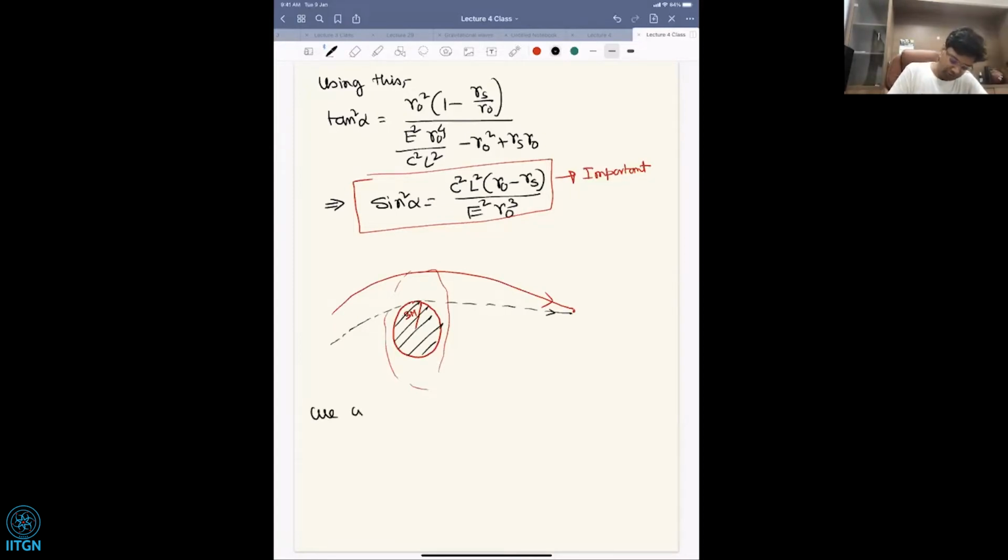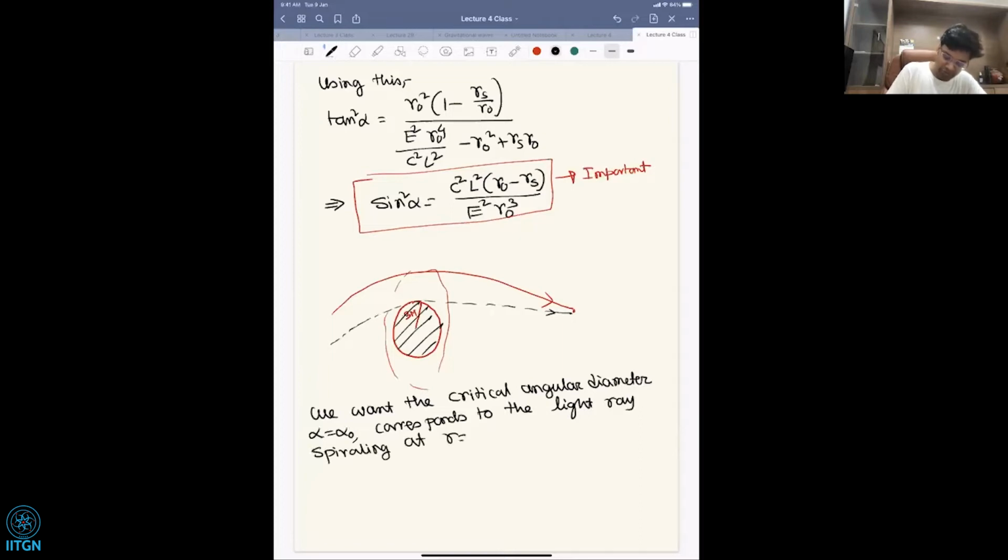We want the critical angular diameter, alpha equal to alpha naught, which corresponds to the light ray spiraling at r equal to 3m, or 3 by 2 rs.